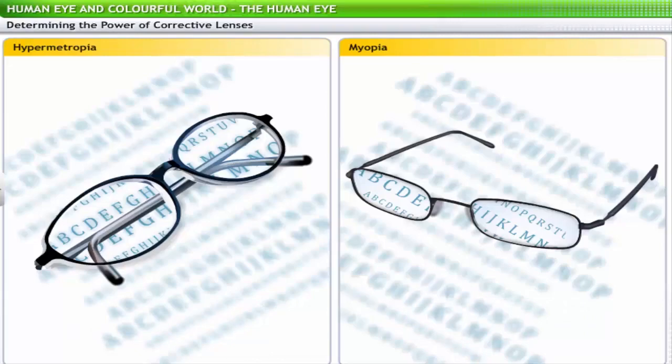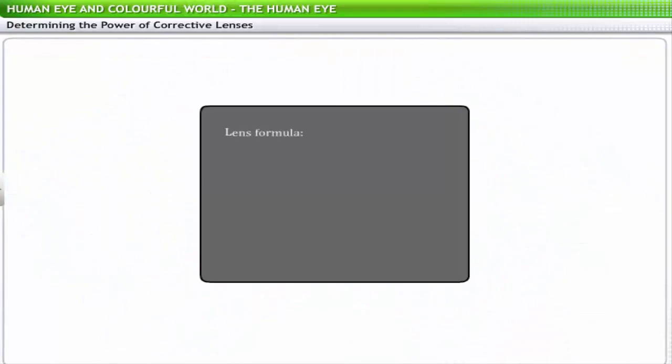We can determine the focal length of the corrective lens for myopia or hypermetropia using the lens formula 1 divided by f equals 1 divided by v minus 1 divided by u. The power of the corrective lens is the reciprocal of its focal length, expressed in meters. The SI unit of power of a lens is diopter and is denoted by D. For example, if the focal length of a corrective convex lens is 80 cm or 0.8 meter, its power is equal to the reciprocal of 0.8, which is 1.25 diopter.